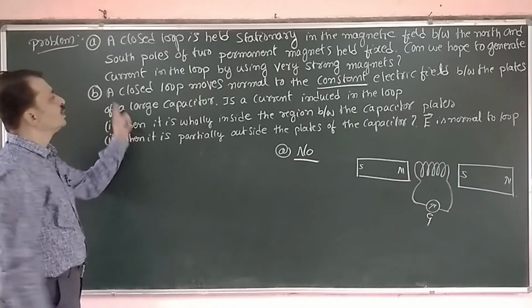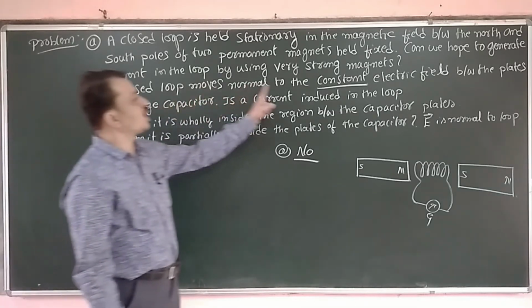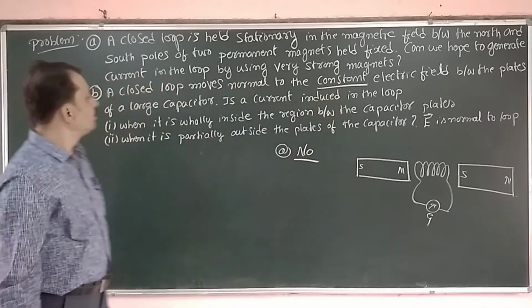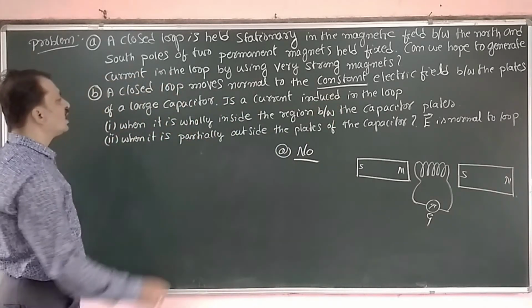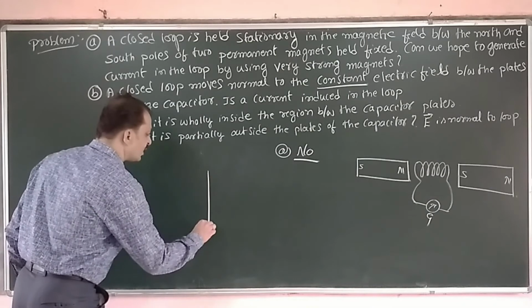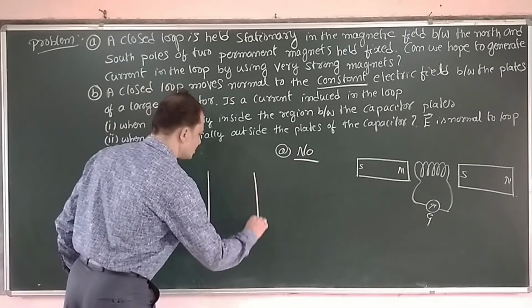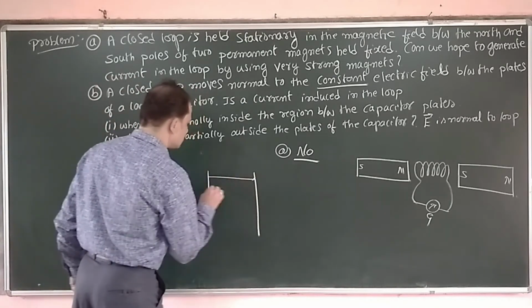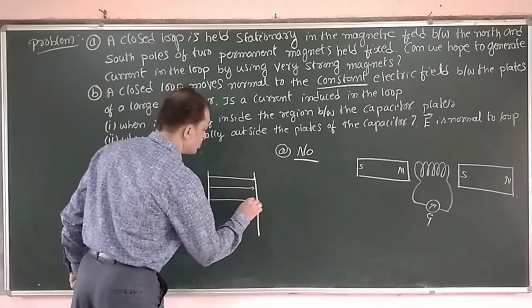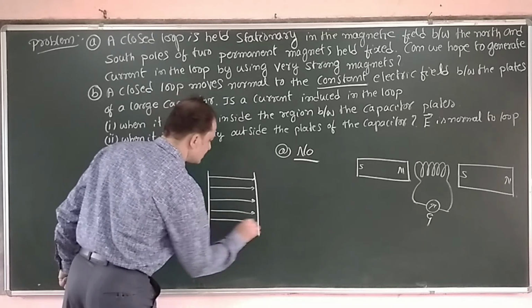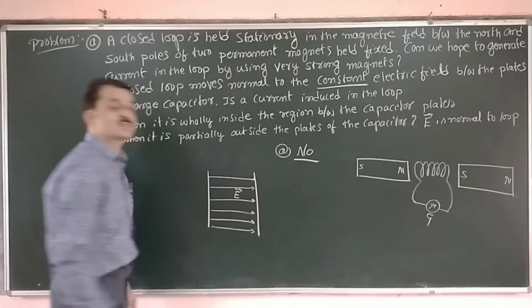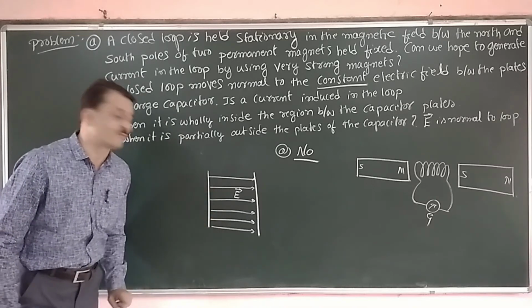Now the second one: a closed loop moves normal to the constant electric field between the plates of a large capacitor. We have a large parallel plate capacitor. Between the two plates, we know which field exists. A constant or uniform electric field exists. It is the electric field, not the magnetic field, remember.